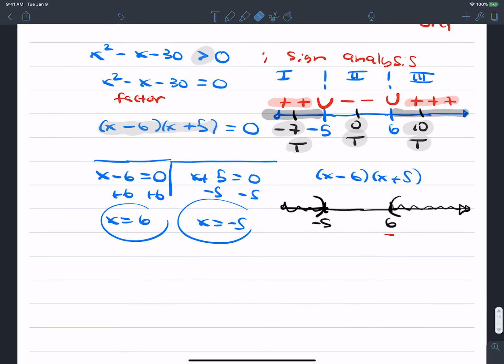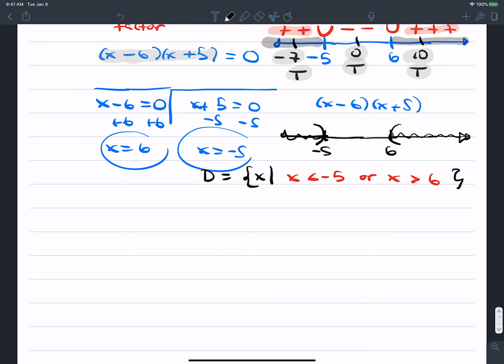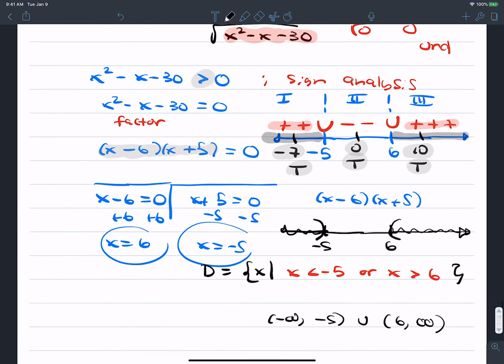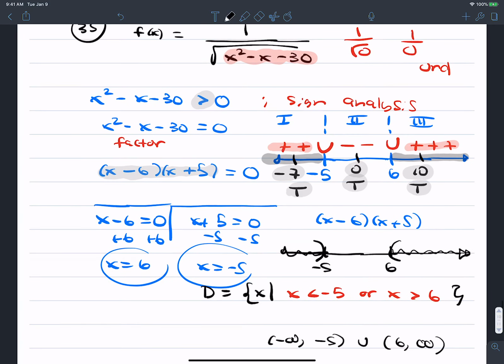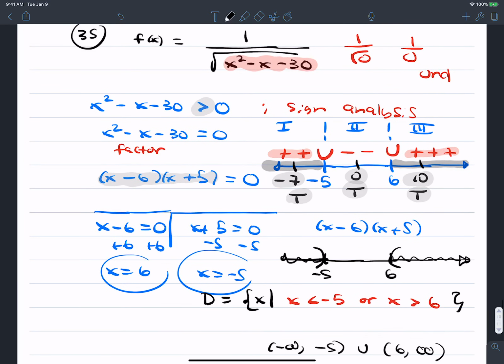So remember, here's the graph. This is numbers to the left of -5, numbers to the right of 6. So they can ask us in set notation, set of all x, for the domain here. Here's the set notation answer. Interval notation, -infinity up to -5, and 6 up to infinity here. So here's how we answer the question here for the domain for number 35.